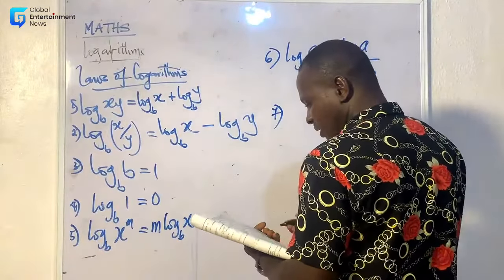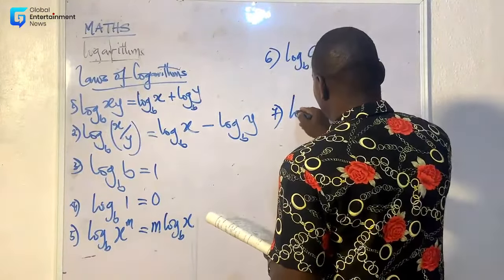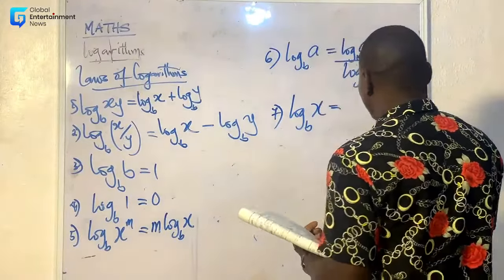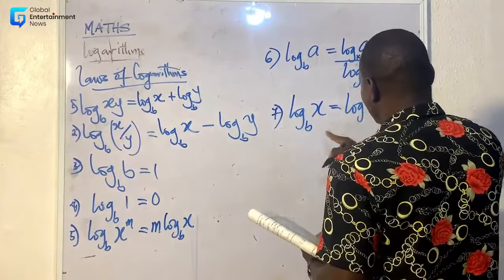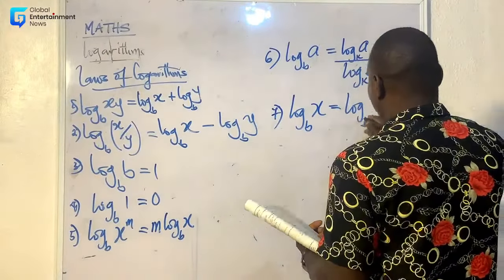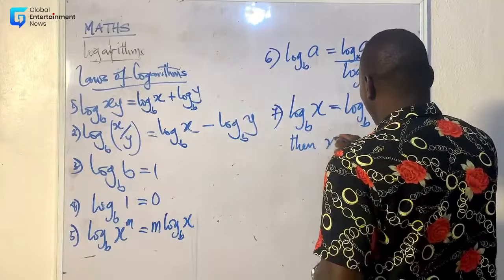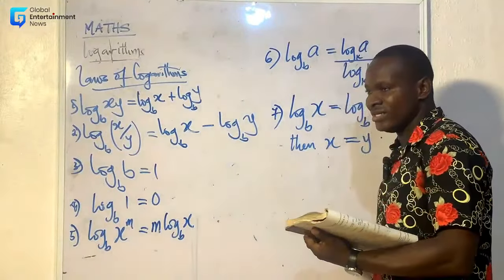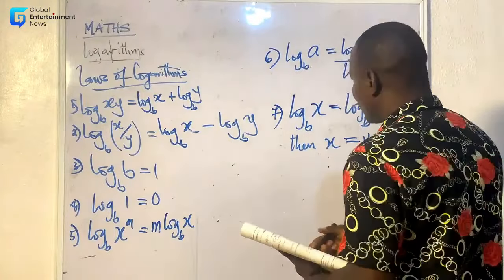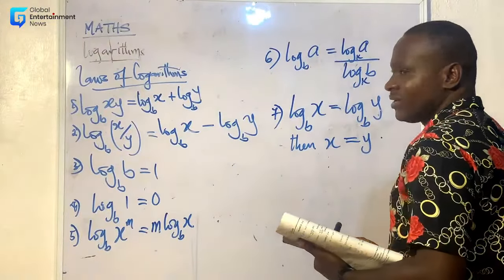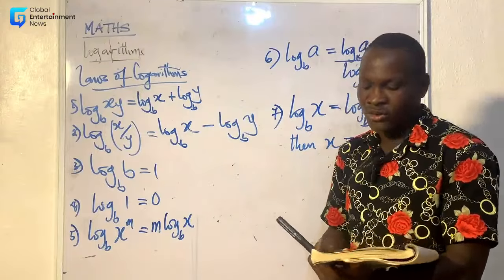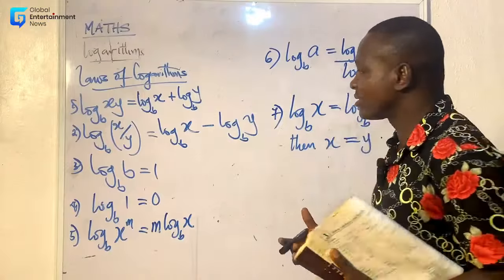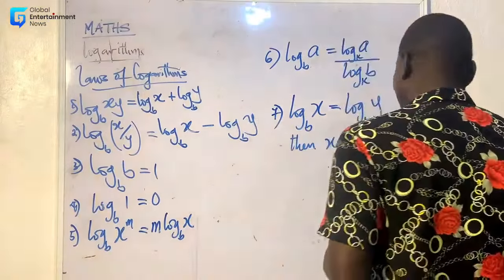And the last one is when we have something like this: log x base b is the same thing as log y base b. Then that means that x is equal to y. Now, I've given you the 7 laws of logarithm. You can see it is commensurate with the indices.